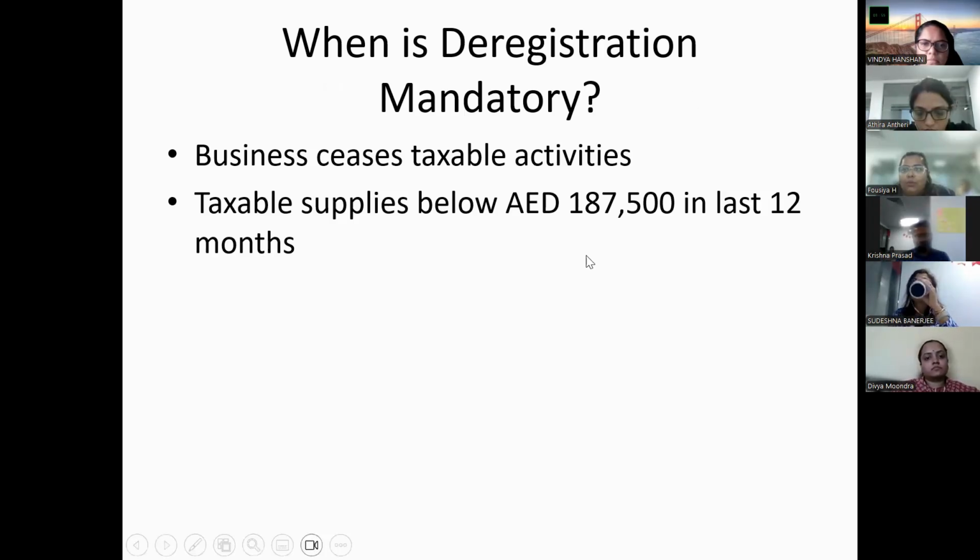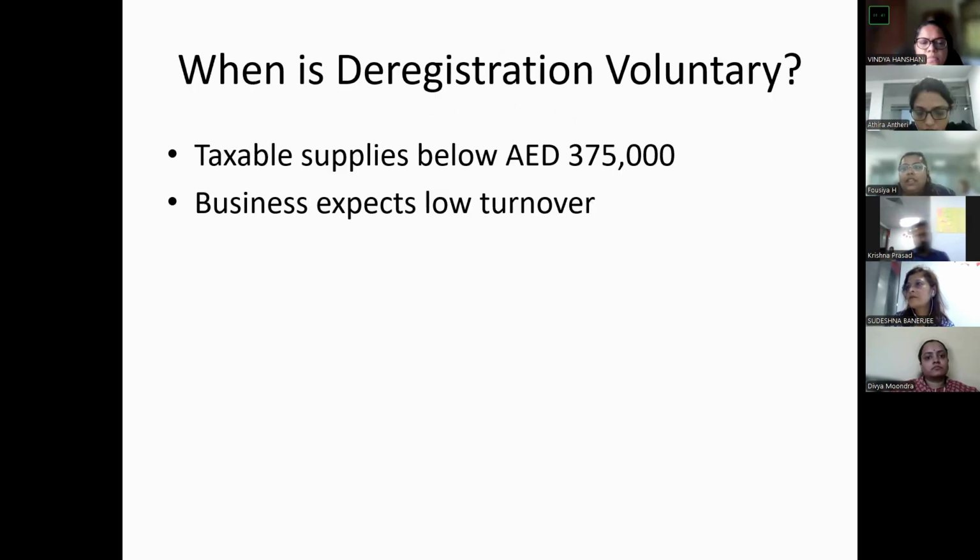And when the taxable supply is falling below 187,500 in the last 12 months, and their turnover is falling below that limit and threshold, we have to go for the deregistration. This is the compulsory, mandatory deregistration, and there is voluntary also. We can go for the deregistration when the taxable supply is below 375,000, and the turnover is expected to fall under the threshold limit.